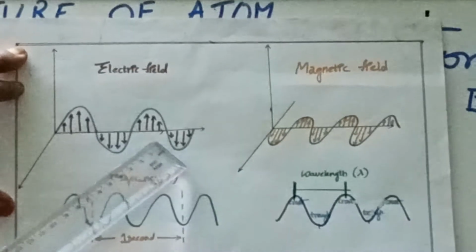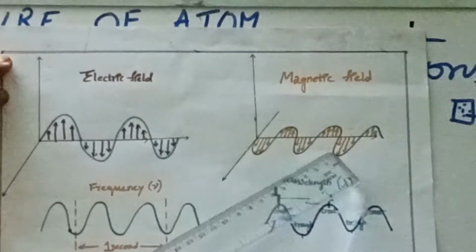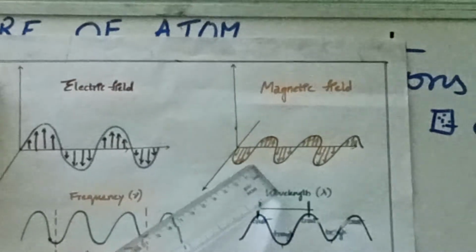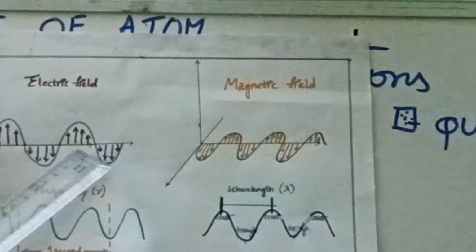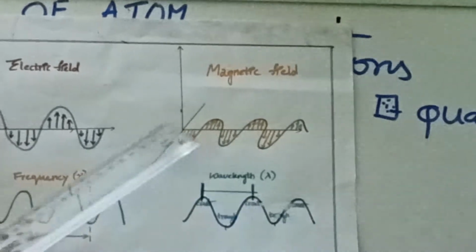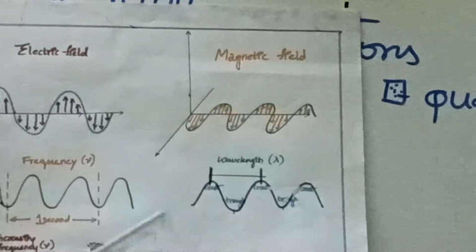This is the electric field and this is the magnetic field. These two are perpendicular to each other and to the direction of propagation of light.